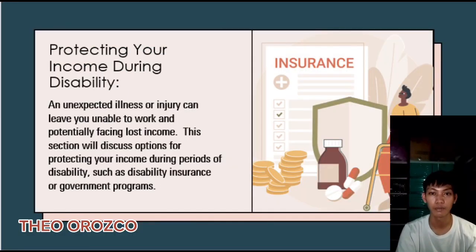And lastly, protecting your income during disability. Sick pay benefits and group disability income insurance can help during short-term disability. Pension plans may offer benefits for disabled workers, but they may not fully meet the needs of younger employees. Disability income insurance is essential for replacing lost income due to illness or injury. Social Security disability income insurance provides benefits to eligible disabled workers with a waiting period and specific eligibility criteria.